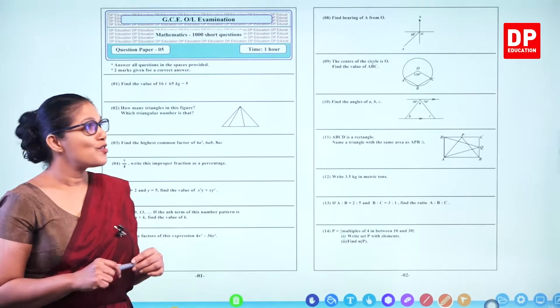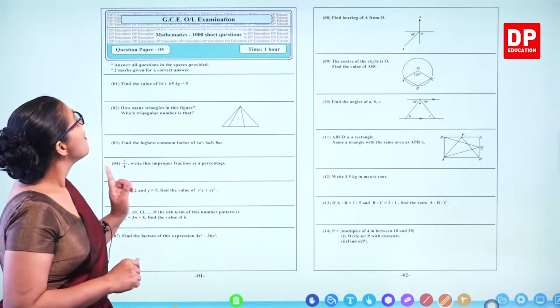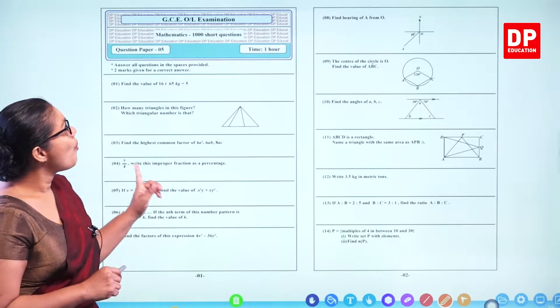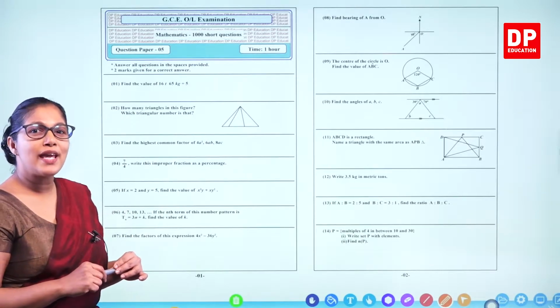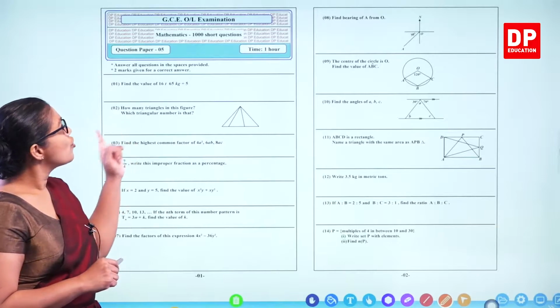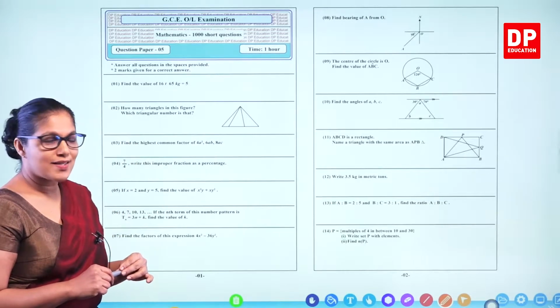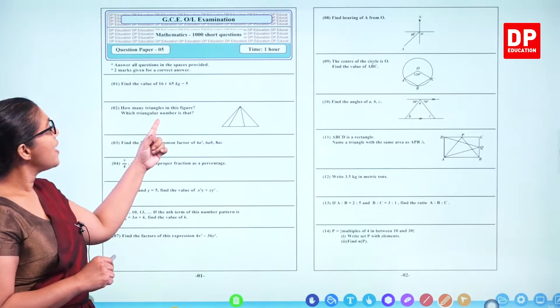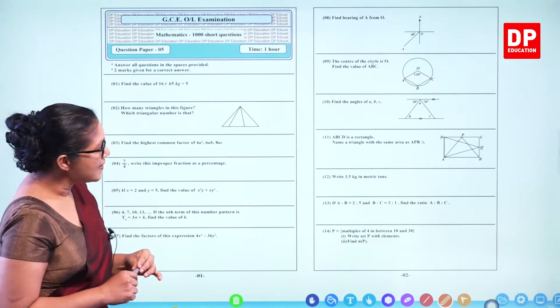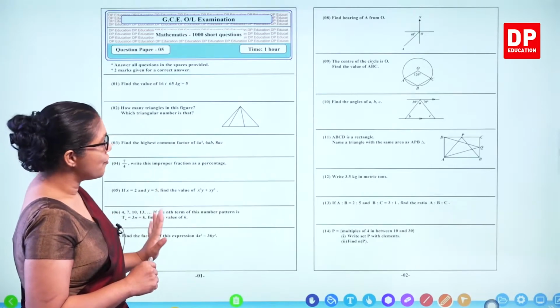Hello students, today we'll discuss paper 5 of the 1000 short question series. This is also a 1 hour paper and you get 25 questions. Each question is worth 2 marks and spaces are provided, so you can write all your answers in the space given. You can try first.